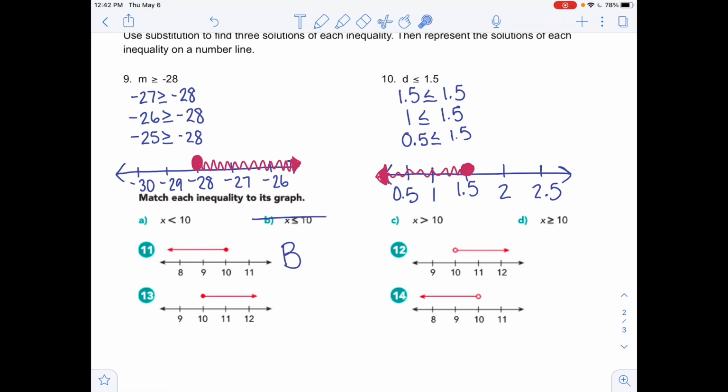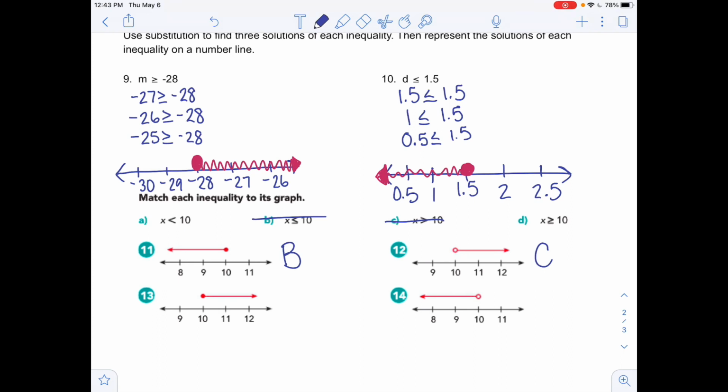For number 12, I have an open circle on 10, and it's going in the direction of all the numbers that are greater than 10. So I'm not going to include 10. I just want anything that's greater than 10. So looking between choices A, C, and D, x is greater than 10. Choice C is our best fit for graph in number 12. So number 12 should be C.